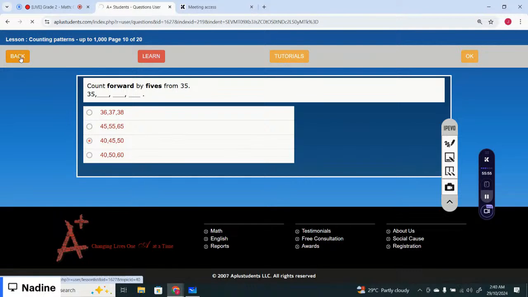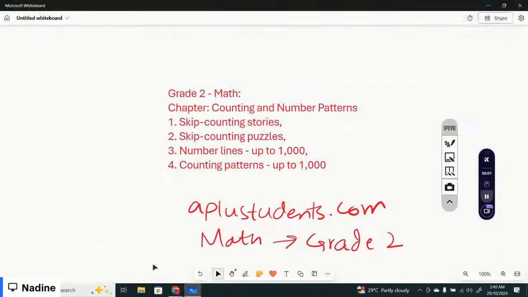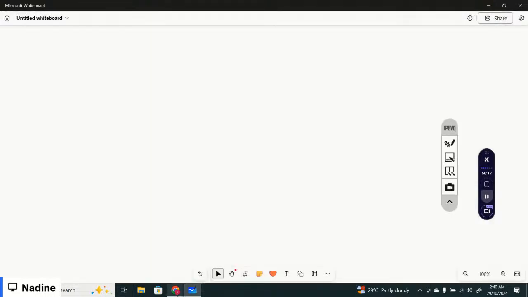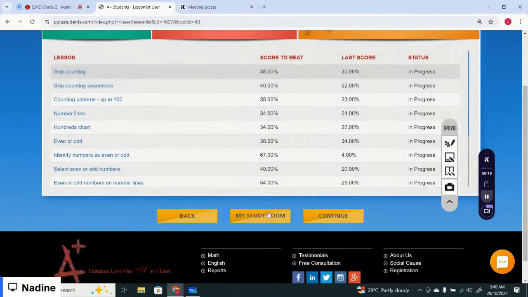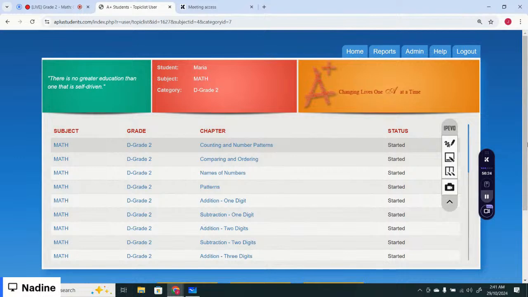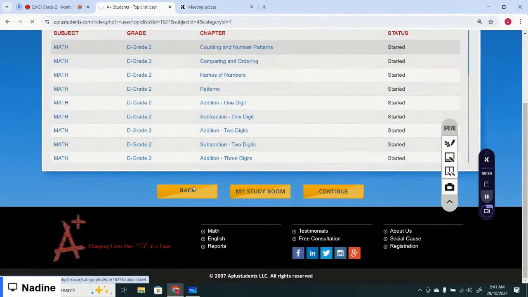So, we were working on grade 2 math. The chapter we were working on is counting and number patterns. The lessons we have covered today are skip counting stories, skip counting puzzles, number lines up to 1000, counting patterns up to 1000. So please make sure before the next session you complete all the practice questions for the lessons we just did. That is your homework until next session.